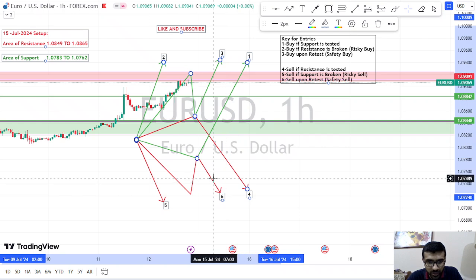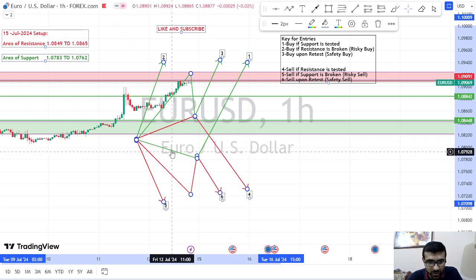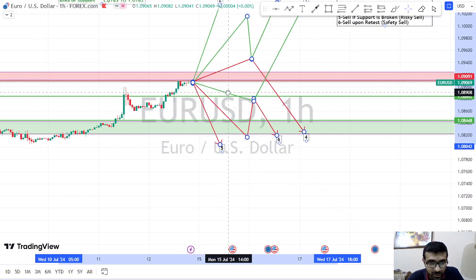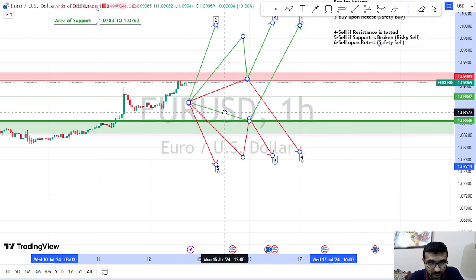So right now we are looking for bullish scenarios in this Euro USD pair until and unless there is some fundamental news that changes the behavior of the market.